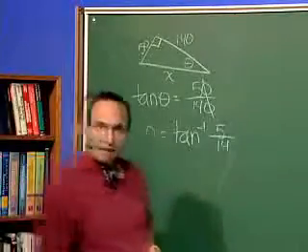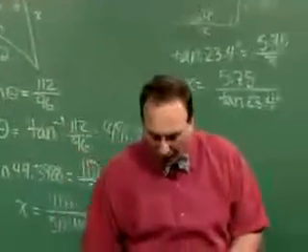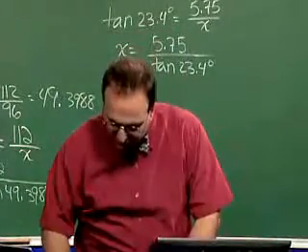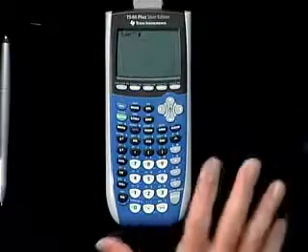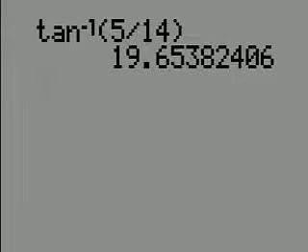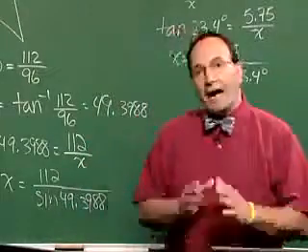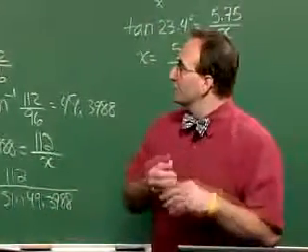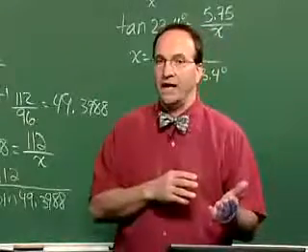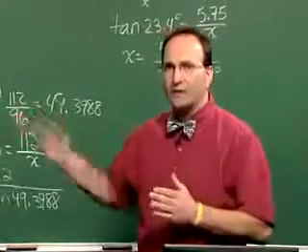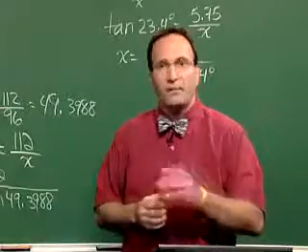So let me do that right now on the calculator, where we will type in second tan, which gives me tan inverse, and then 5 divided by 14, close the parentheses, and hit enter. And what I come up with is 19.6538, etc. degrees. So now I can take that and, for instance, use either the sine or cosine to find the hypotenuse x. So let's set that one up right now.